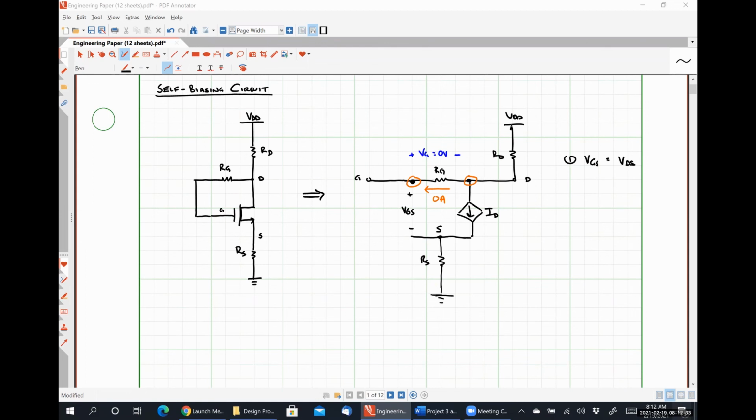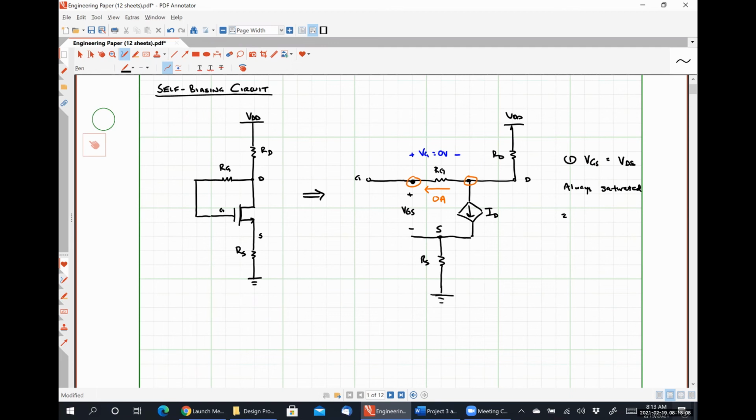Always in saturation, that's correct. So these self-biased circuits will always be in saturation. So we don't have to worry about accidentally entering the triode region or anything like that, because if VGS is equal to VDS, then VDS will always be greater than the quantity VGS minus the threshold voltage. It's literally impossible for that to not happen.